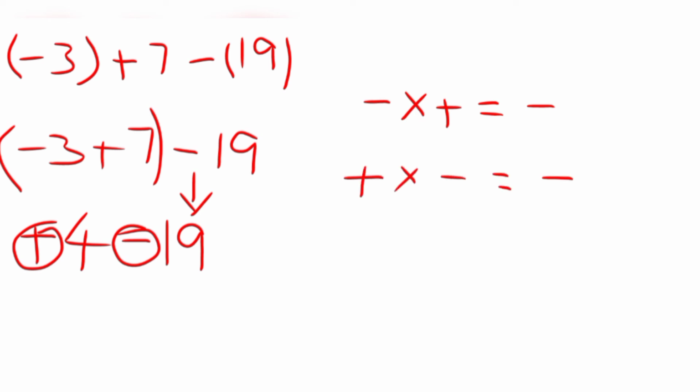So we have to subtract. 19 minus 4 gives you 15, right? And we have to check the greater number's sign. The greater number here is 19, and its sign is minus. So the answer is minus 15. Okay, now we can move on to the next sum.